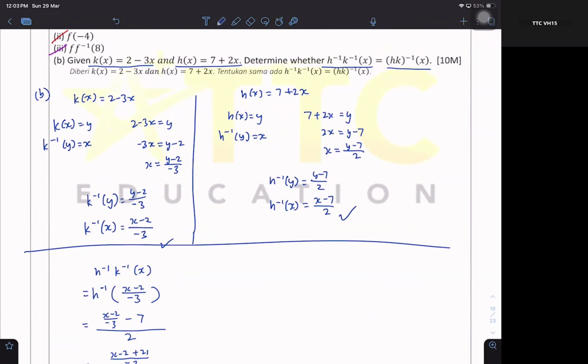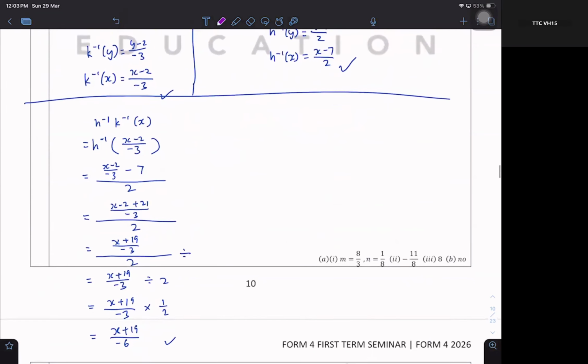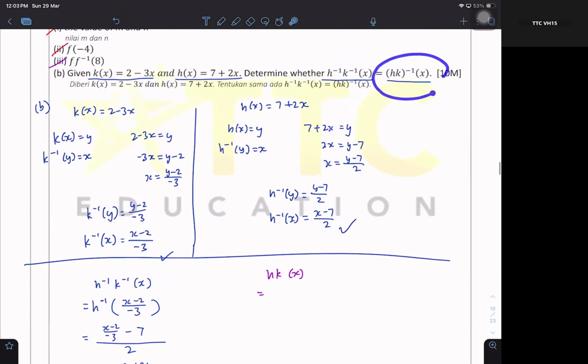Let's do the other side, HK inverse. I use another color. For HK bracket inverse, you need to first do HK. Means you need to combine first.